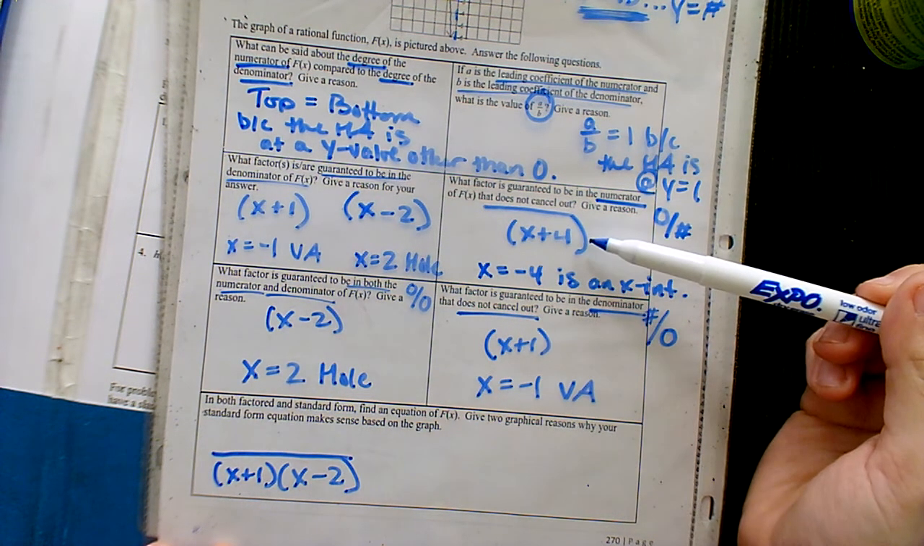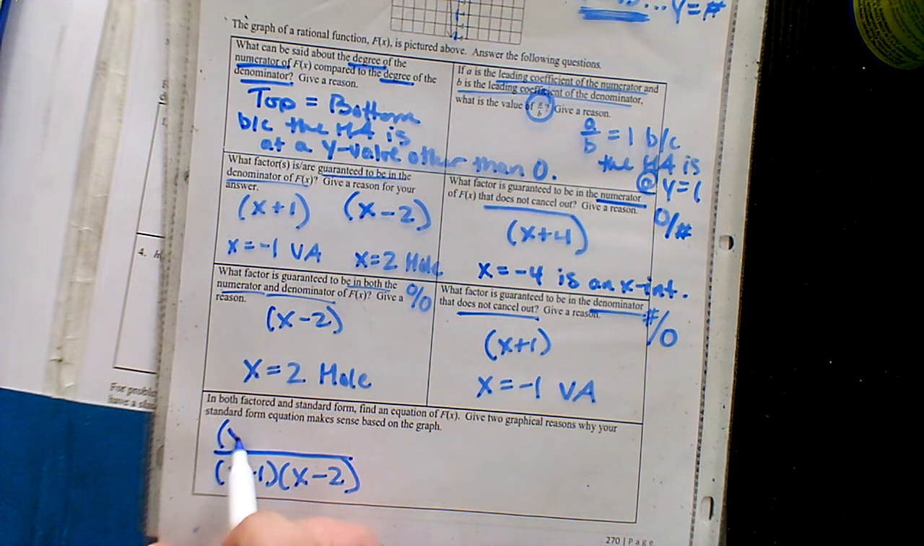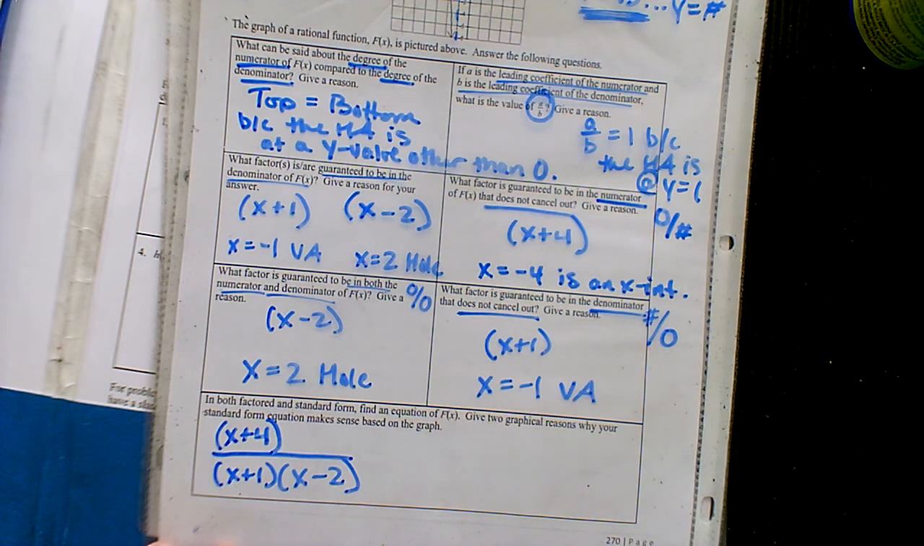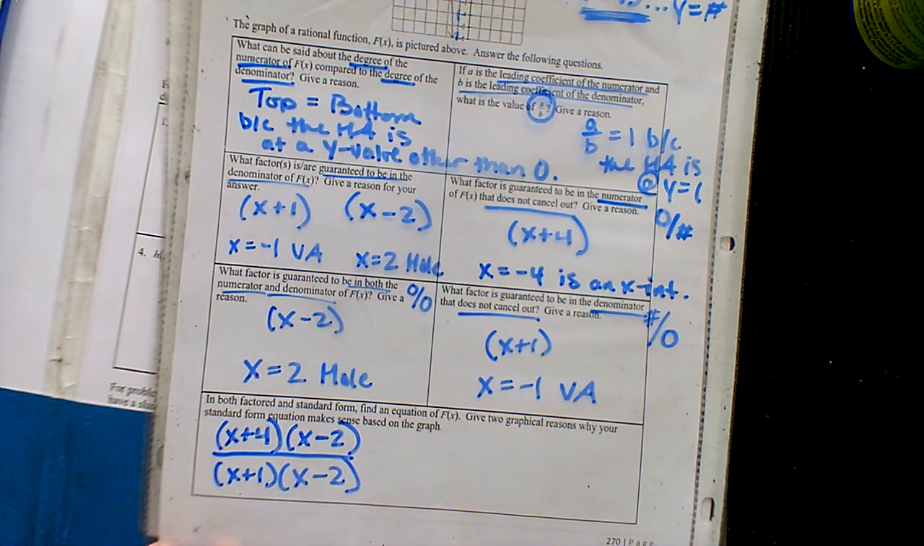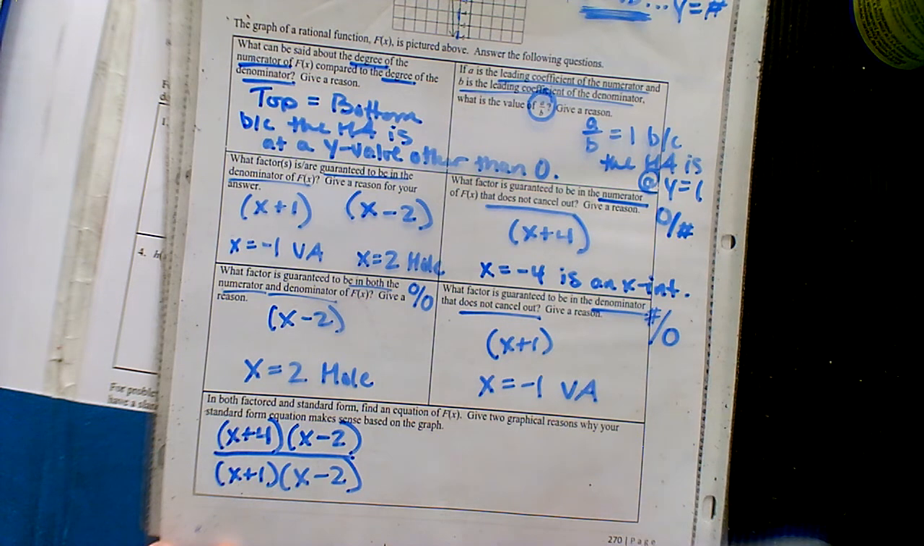X plus 4, since it's an x-intercept, should only be up top. If x minus 2 is a hole, it should be in the top and the bottom. Now we already have it on the bottom, so we'll go ahead and write another one up top. And x plus 1 we said should only be in the bottom, and right now that's true, so we don't really have to do anything else. So here's an equation for the graph in factored form.